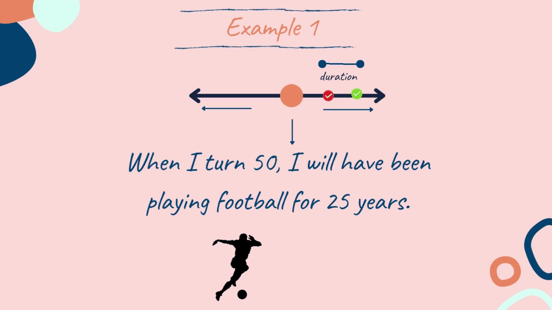Please note, as I said, the red tick will be shifted in the past time in this sentence. Apart from that, look into the structure of the sentence. It follows the structure where I am the subject, will have been is the helping verb, playing is verb's ing form, football is the object, and turning 50 shows another event. I hope now you are clear on the structure and timeline of this tense.